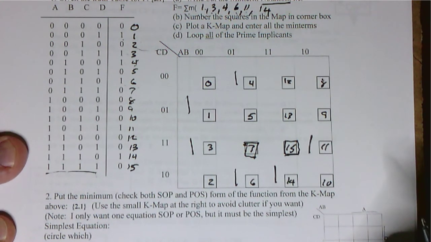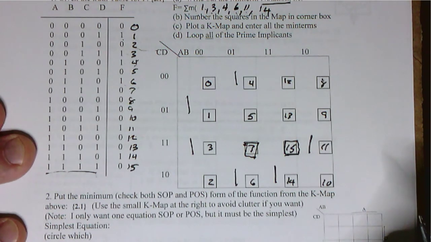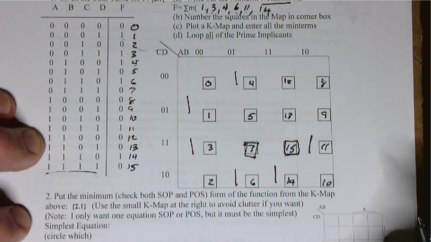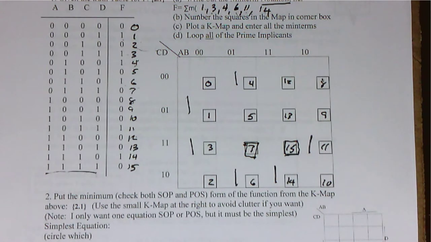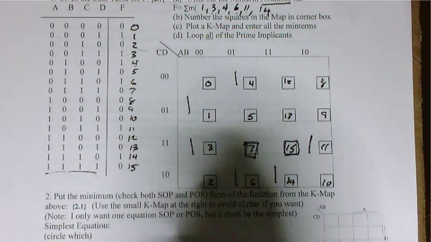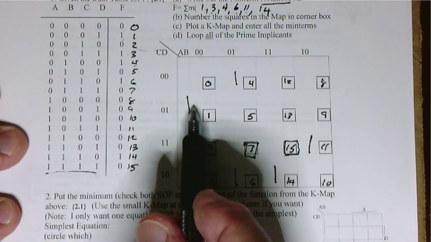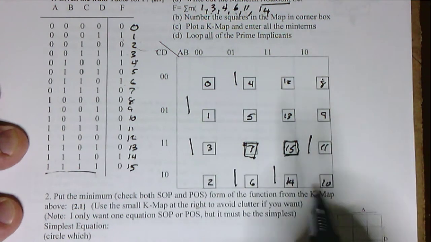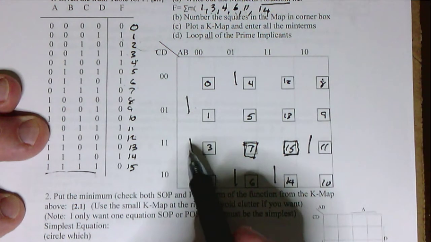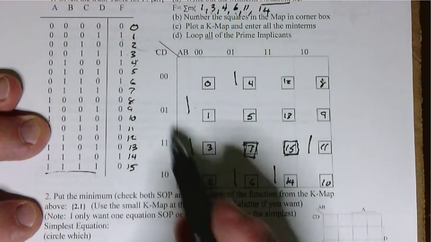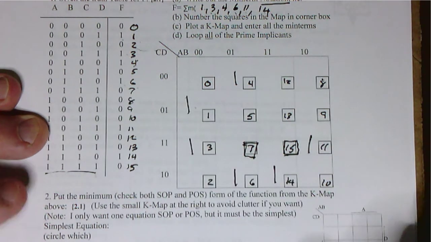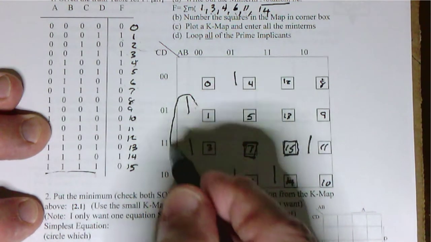Now we have to identify the prime implicants. So any term is an implicant. But if we can combine that implicant with another implicant, then it's not prime. So for instance, this box by itself would be an implicant, but we can combine it with this one, so that makes it not a prime implicant. But the two combined together, can we combine this group of two with any other group of two? No, we can't. So this group of two would be prime.